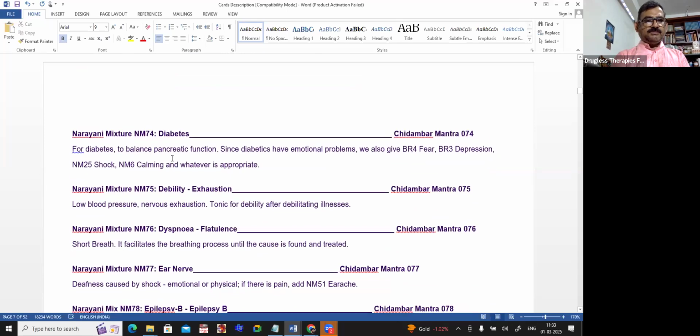For diabetes, balance pancreatic function. Since the diabetic has emotional problems, give BR fear and depression, shock, calming, and whatever is appropriate. So it is for diabetes.